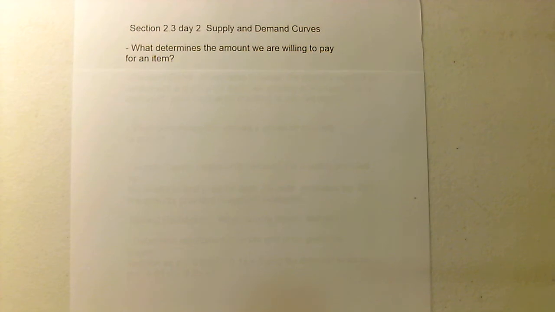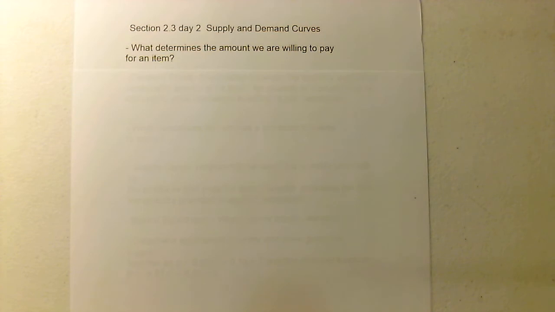Section 2.3, Day 2. Today we're going to talk a little bit about supply and demand. And when we talk about supply and demand, we have two different parties: the supplier and the consumer. We're the consumers, the people who go out and buy things, and the producers are the ones who produce it and sell it to us. So we're going to talk about supply and demand.